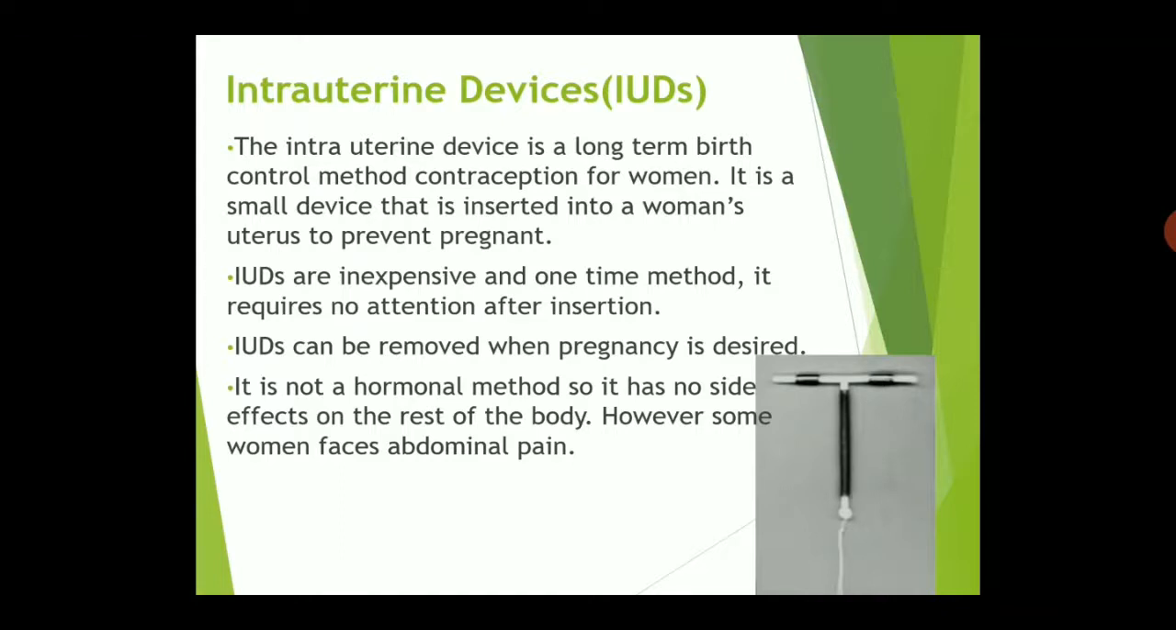Intrauterine devices. It is a long-term birth control method of contraception for women. It is a small device that is inserted into a woman's uterus to prevent pregnancy. They are cheap and a one-time method. It requires no attention after insertion. It can also be removed when pregnancy is desired. It is not a hormonal method, so it has no side effects on the rest of the body. However, some women face abdominal pain.